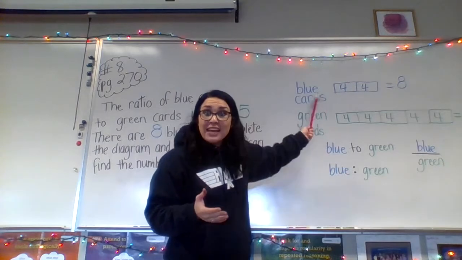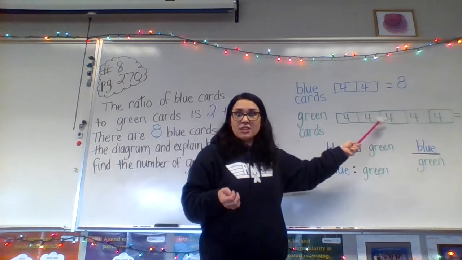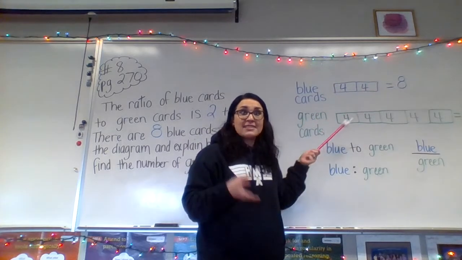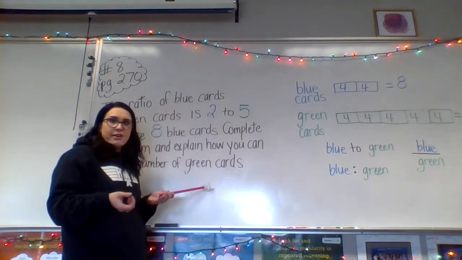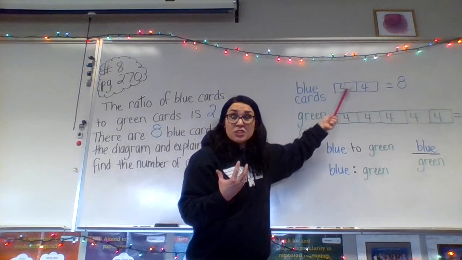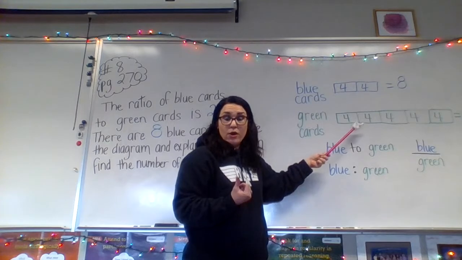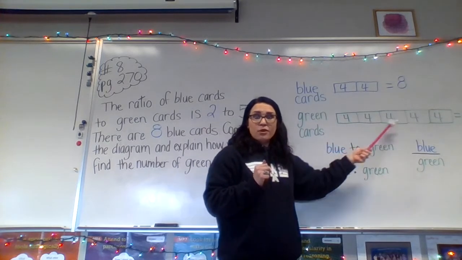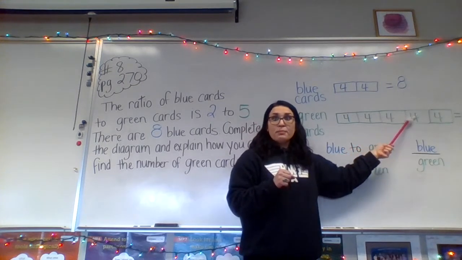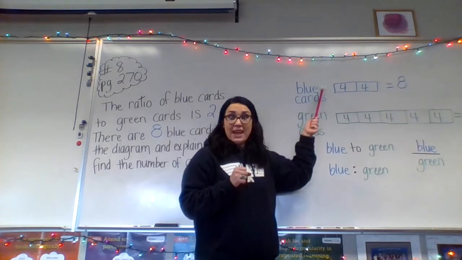Now, since we know each individual box represents 4, I just input that information into our picture down below. Yes, there are 2 blue boxes, each one is 4, that equals 8. But how many green cards? It's asking us to figure that out. Once we figured out the individual amount for each box, I was able to translate that information down below. So for green cards, we have 4, 4, 4, 4, 4. Let's think: 4 plus 4 is 8, plus 4 is 12, plus 4 is 16, plus 4 is 20. That means I have 20 green cards and 8 blue cards.